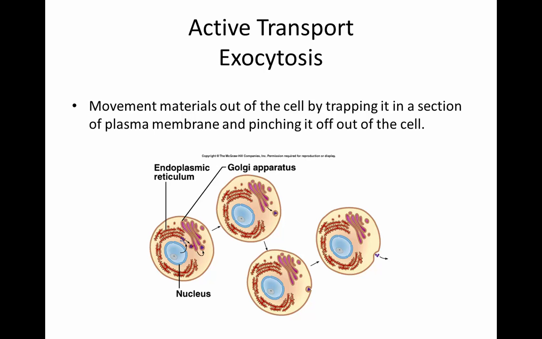Movement of materials out of the cell by trapping it in a section of plasma membrane and pinching it off out of the cell is known as exocytosis, also a type of active transport. This concludes our tutorial on transport processes.